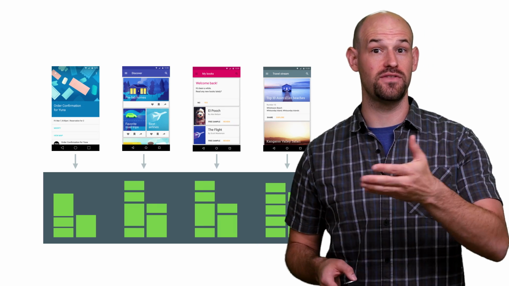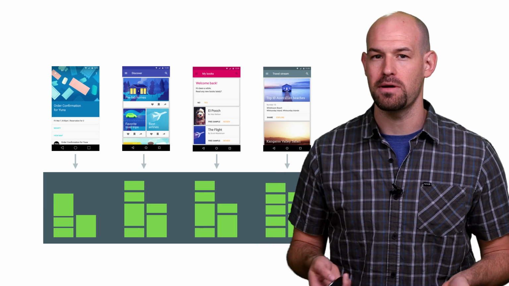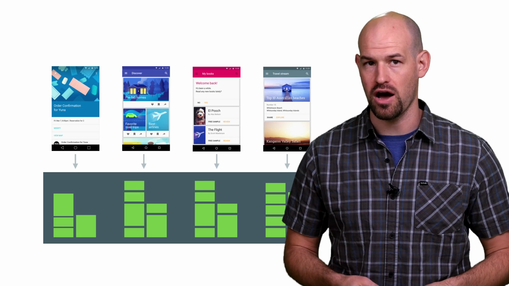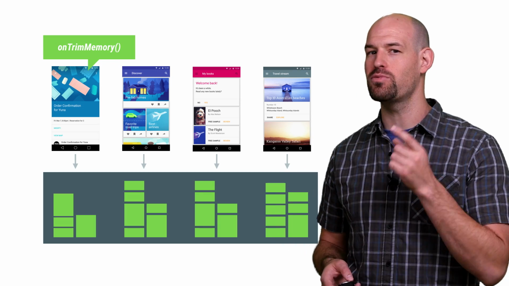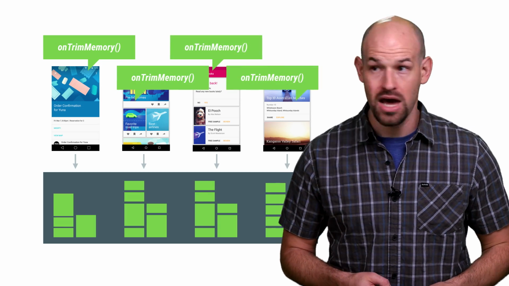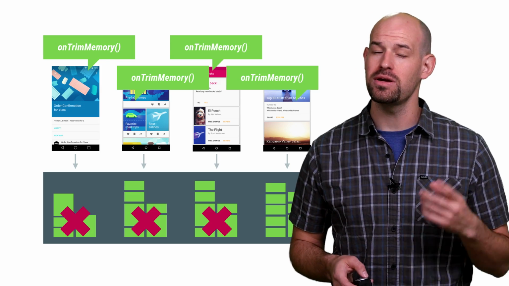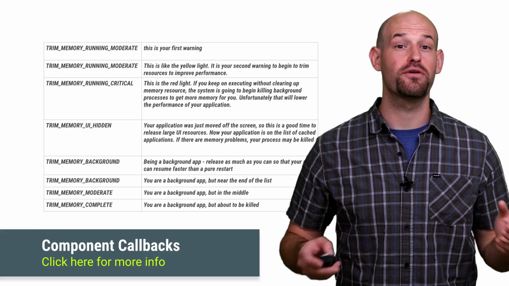It would really be nice if instead of simply killing those background applications, they were allowed to collectively release some memory back to the system, which would help move everything along, but also keep them from being killed off. This is the exact reason why the onTrimMemory callback was provided with the release of Ice Cream Sandwich. This callback is issued to all running applications and gives them the ability to release memory rather than being killed.